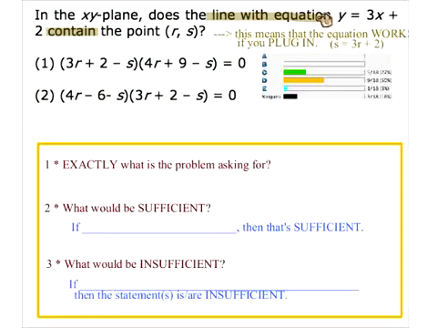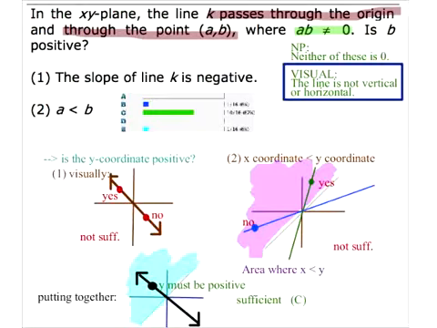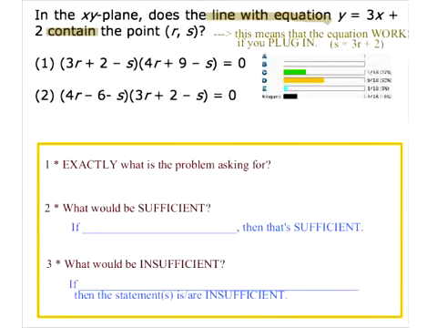Same thing with this problem that we just saw here. If someone reads this and thinks that they have to find the point A, B, don't do the problem. You're not going to get it right. You really have to make sure that you understand what the question is asking you for. So the problem is asking you: is S equal to 3R plus 2?